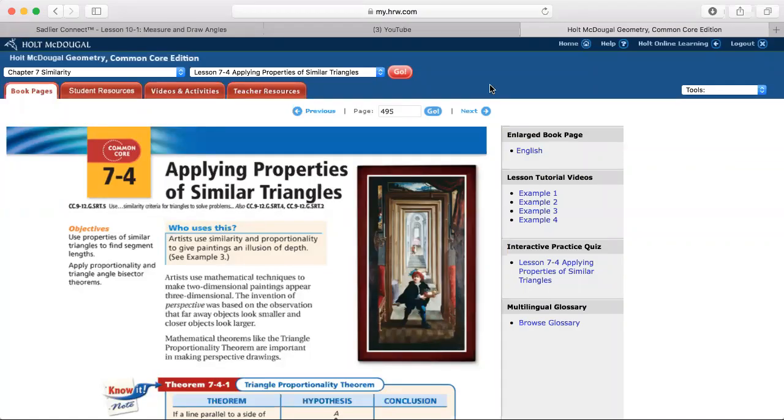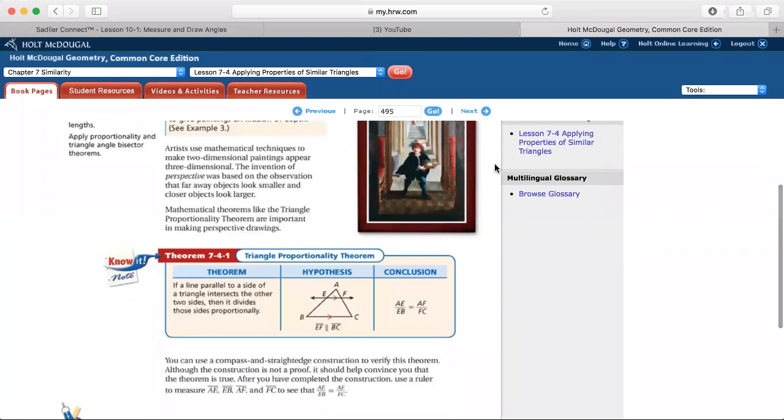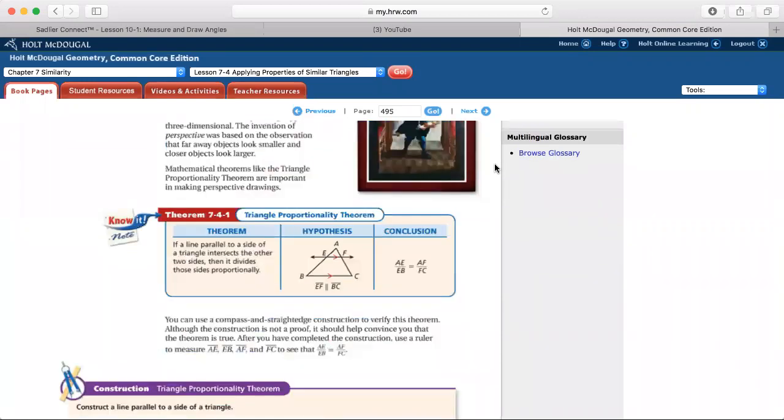Our lesson today, we're going to continue the lesson of yesterday, chapter 7, lesson 4 in geometry, applying properties of similar triangles. We learned yesterday the first theorem that if a line parallel to a side of a triangle intersects the other two sides, then it divides those sides proportionally.